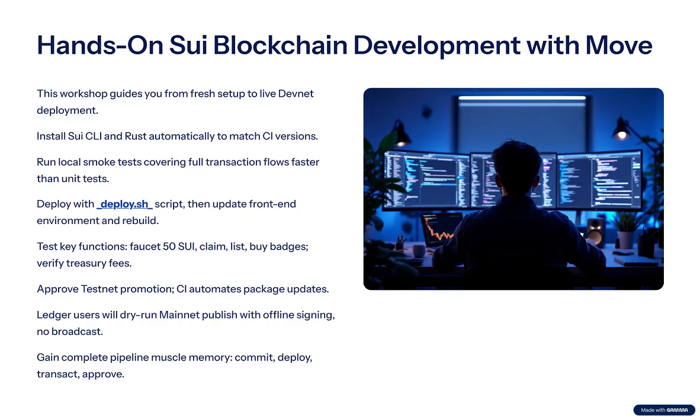Once happy, you approve a testnet promotion. CI posts the new package. Finally, for those who brought a ledger, we'll dry run the mainnet publish. Sign offline, but not broadcast. By the end, you'll have muscle memory for the entire pipeline, from code commit to user clicking buy.